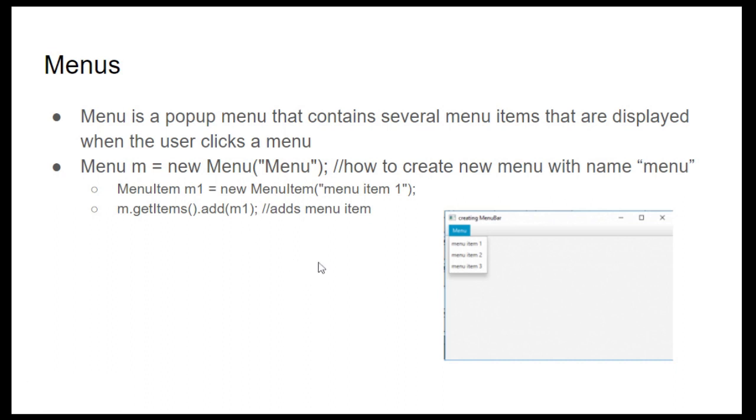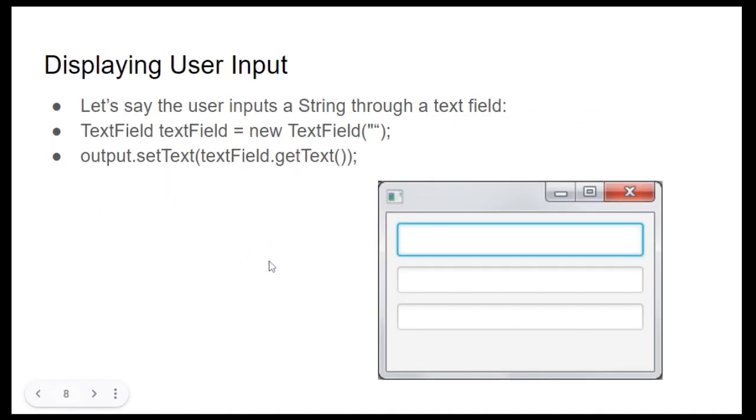And then to add it onto the first instance of the menu, you have to do getItems first, because menu is a lot of things. So you get items and then you add m1, because m is not just the menu, it adds the menu item. So the next thing is displaying user input.